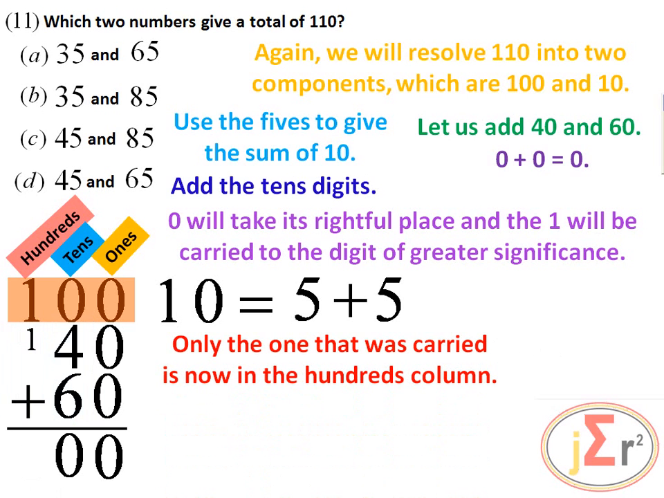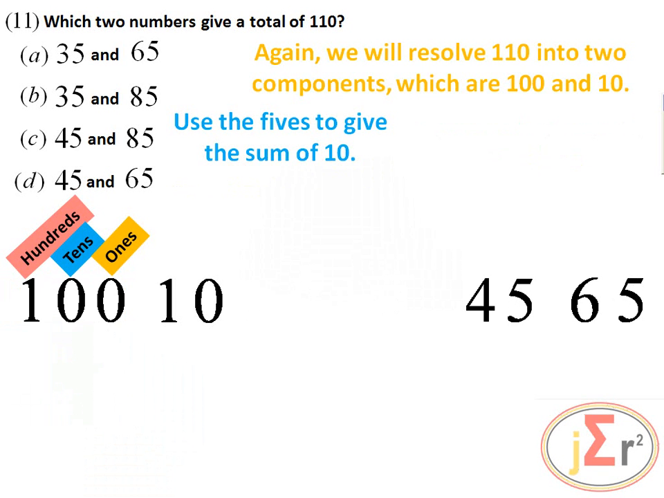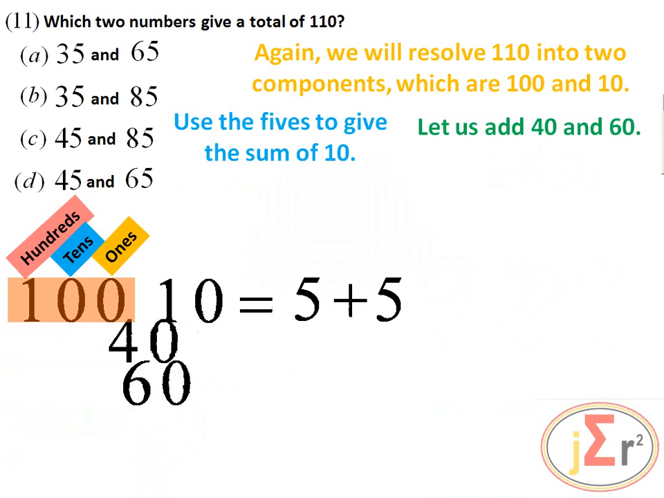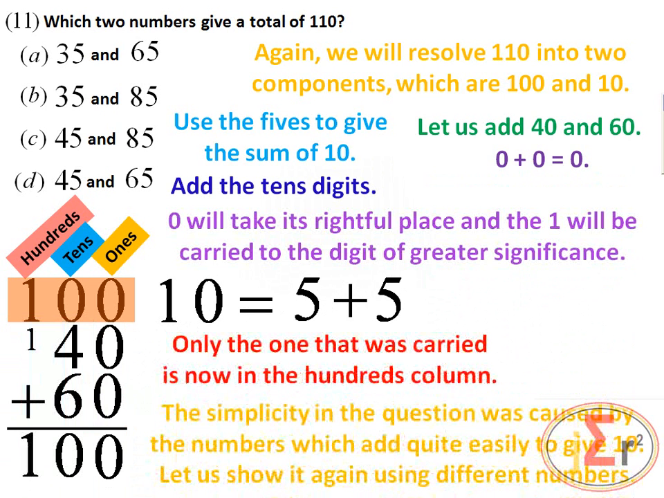So we will see that if we have to begin with 45 and 60, we may just add those 5s to get 10, and then the 40 with the 60 will give 100, and that's all there is to it. The simplicity in the question was caused by the numbers which add quite easily to give 10. Let us show it again using different numbers. So we will show the same thing using different numbers, that the same principle may be applied as long as the digits will add to give 10.